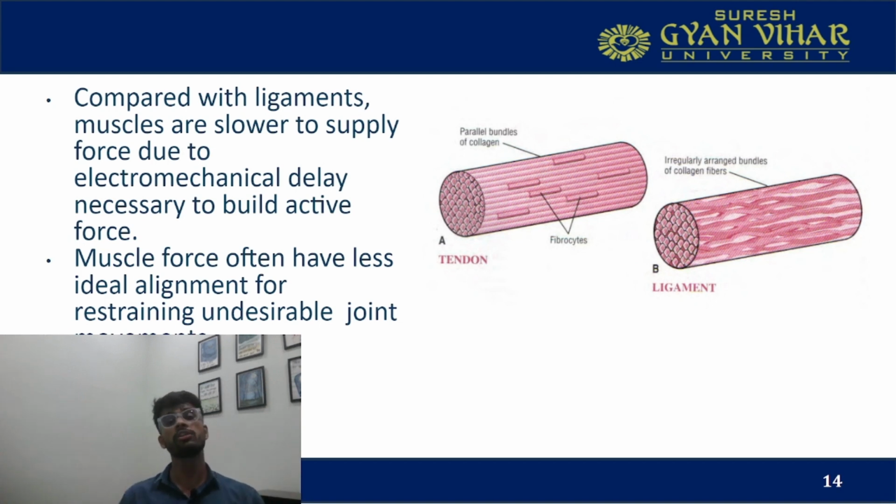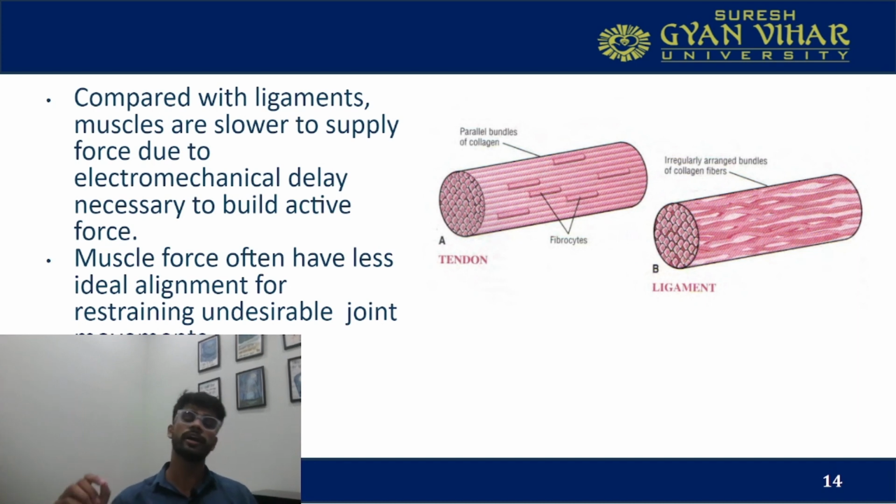In that meantime, the force arising from outside can actually harm the body. So before the muscle acts, the ligaments act: they resist the outside forces and prevent the joint from dislocating or moving forward. That must be clear, that ligaments are the best passive restraints because there is a delay in the tendon. The delay is due to the electromechanical property of the tendon.